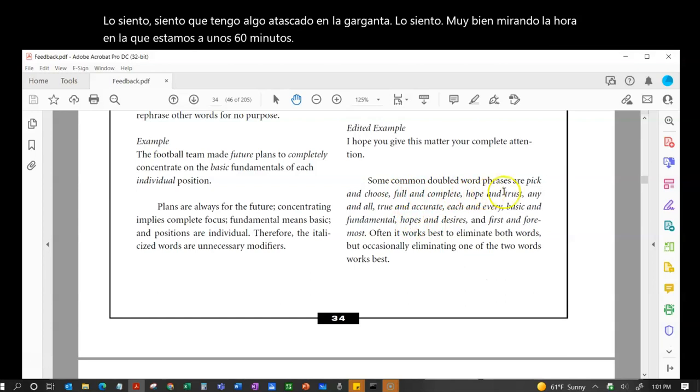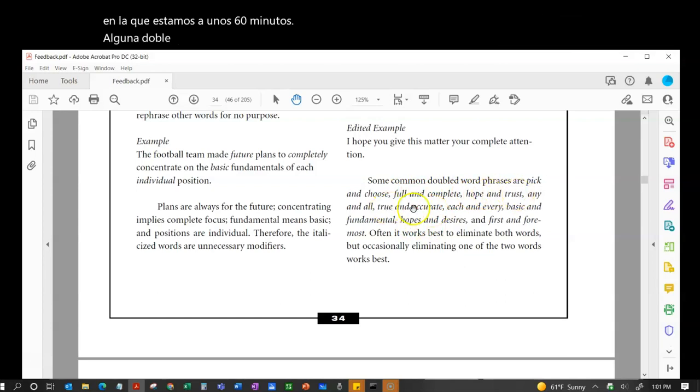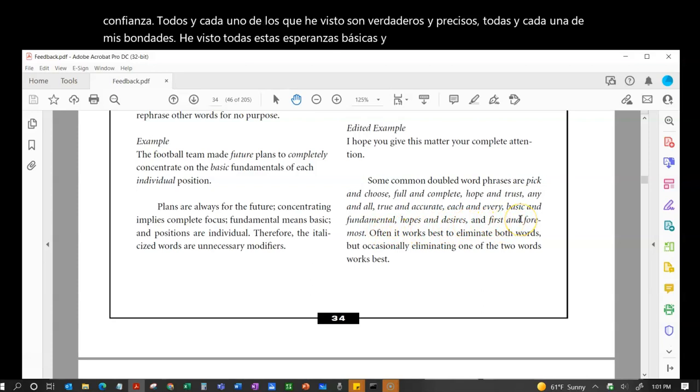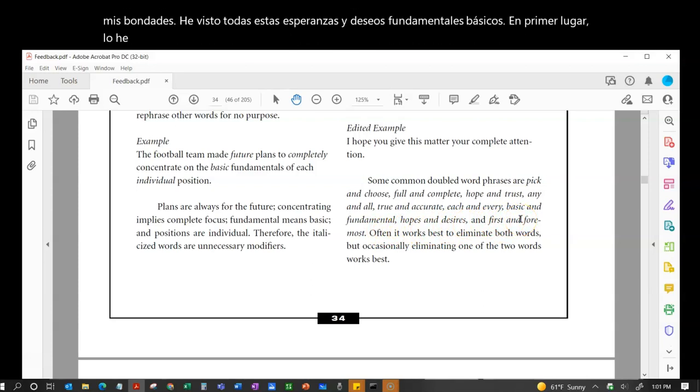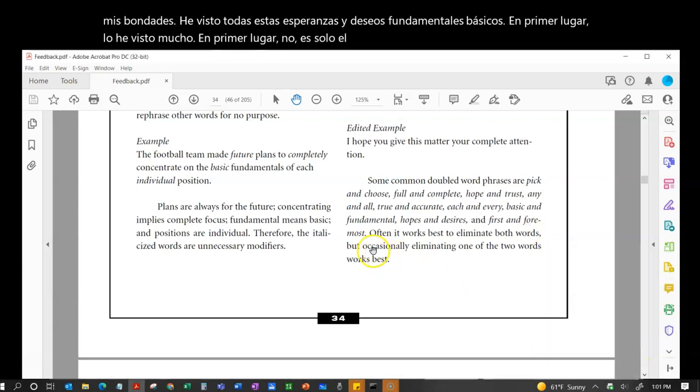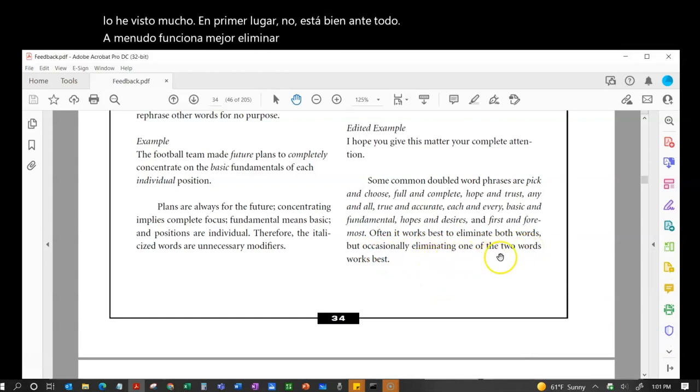Some common double word phrases are pick and choose, full and complete, hope and trust, any and all. I've seen that. True and accurate, each and every. Oh my goodness, I've seen all of these. Basic and fundamental, hopes and desires, first and foremost. Oh, I've seen that one a lot. First and foremost, no, it's just first or foremost, okay? Often it works best to eliminate both words, but occasionally eliminating one of the two words works best.